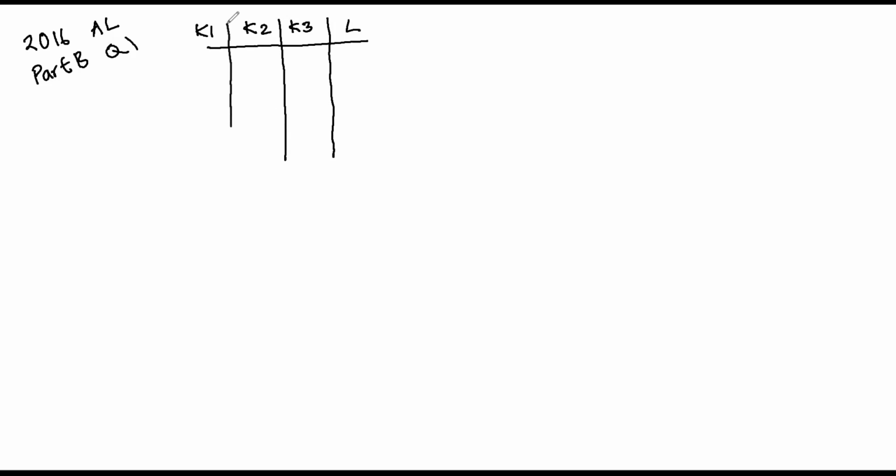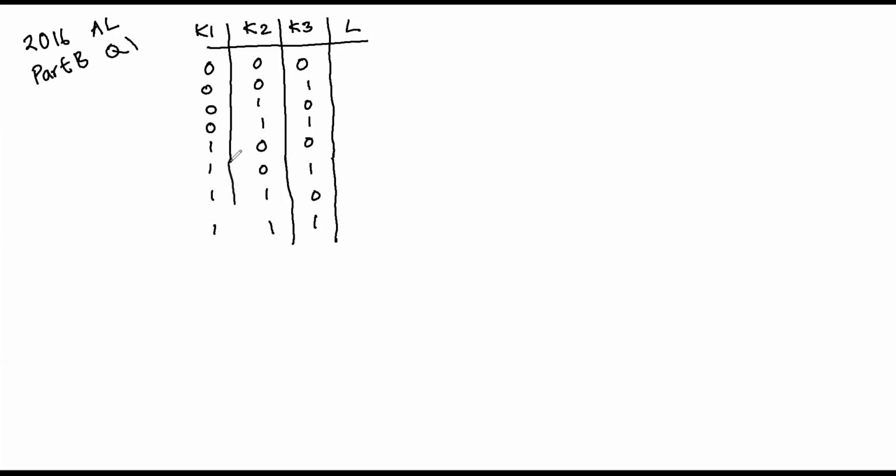We have to use exactly the same symbols. So this is 0, 0, 0, 1, 0, 1, 0, 0, 1, 1, 1, 0, 0, 1, 0, 1, 1, 1, 0, 1, 1, 1. So these are the inputs, 3 inputs, and according to the description given to make the lock, at least any two of these should be true.